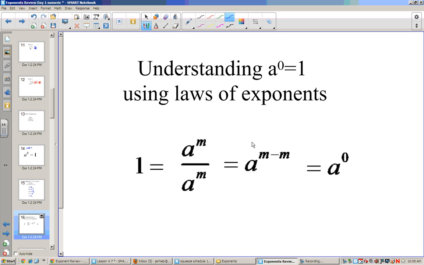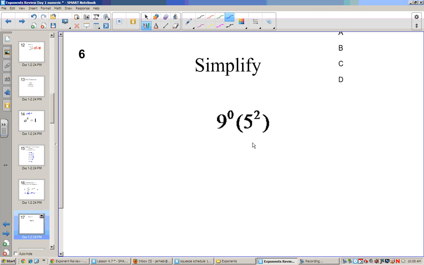Another understanding is if I have a to the seventh divided by a to the seventh, if I subtract those two exponents, that's going to be a to the 7 minus 7, which is a to the 0. Now, any number to the seventh over that same number to the seventh has to equal 1. So that's another way that 1 is equal to a to the 0. All right, so pause the video and see what you get. All right, 9 to the 0 is 1, 5 squared is 25, so my answer is just 25.